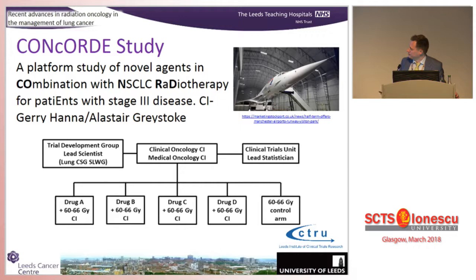We're also looking at the Concord study. This is a study where we're not only giving radical radiotherapy, but combining it with DNA damage repair agents. DNA damage repair is a critical way that radiotherapy works, so by giving it with a DNA damage repair agent, we're trying to see whether that will improve things.